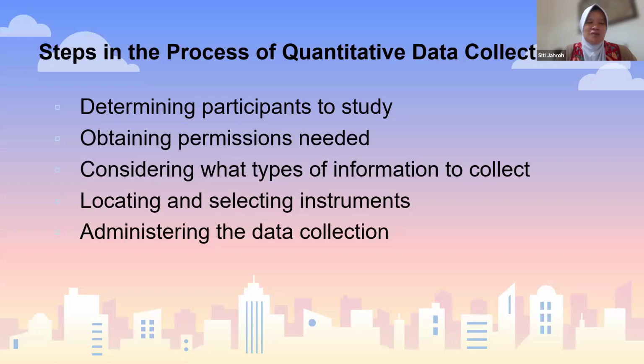The permission. If you would like to do your research in a company, you should get the permission from the company, or maybe you would like to conduct a research in a particular area. You need the permission from the authority of that area. So, the participant of your study, the permission, the permit, the second one. And then the third one, you should consider what types of information you would like to collect.